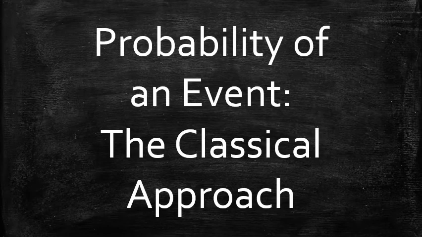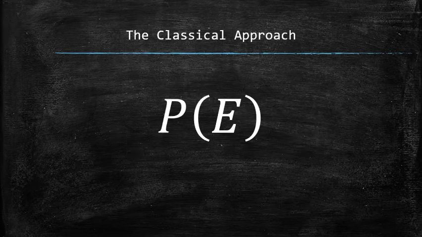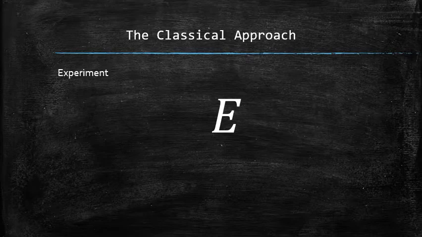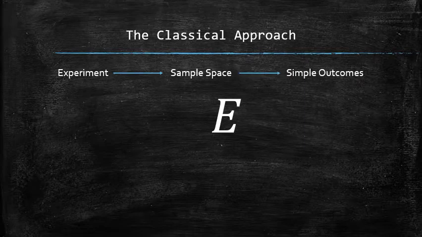Next, we will discuss the classical approach, which is a method of finding the probability of an event defined for an experiment with equally likely simple outcomes. Again, the question that we will try to answer is about how to find the probability of an event. And we already understand that for every event, there is an experiment for which there exists the sample space, which consists of all possible simple outcomes. In this section, we consider only those experiments for which all simple outcomes are equally likely.